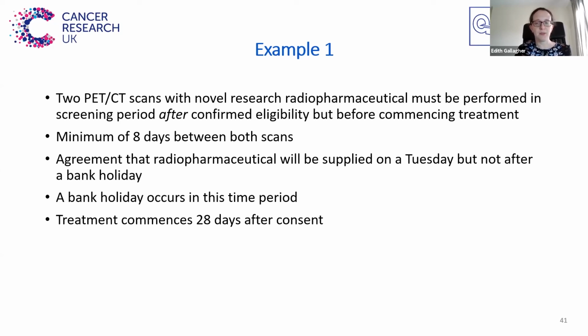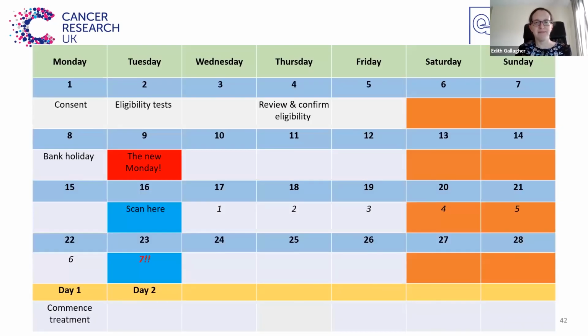The supply of the radiopharmaceutical would only be delivered on a Tuesday, but not in the weeks that there were bank holidays. And the treatment had to commence 28 days after consent was received. That all sounds relatively straightforward, yes? Well, not quite. Here is what that timetable would look like in a practical sense, trying to fit all the requirements into an actual plan on a calendar.